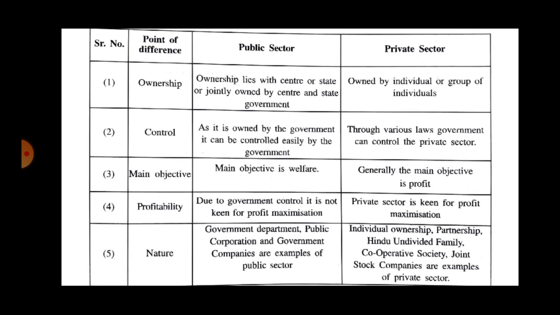Next one is the nature. Now, public sector has three types: government department, public corporation, and government companies. And in private sector, individual ownership, partnership, Hindu undivided family, cooperative society, and joint stock companies are different types of private sector.